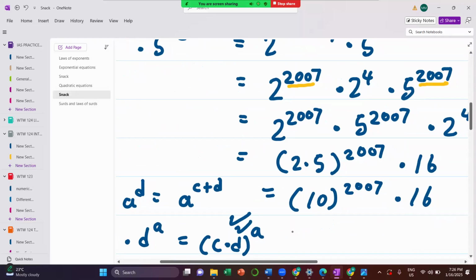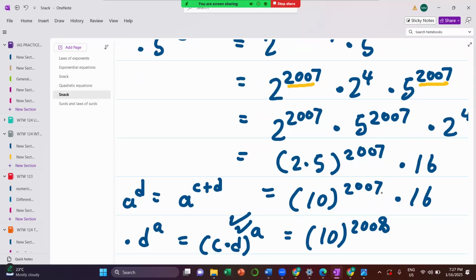So look now, what am I going to do? I want this to be a 2008. So I'm going to say I have 10 to the exponent what? 2008. But for me to go back to 2007, I must actually have a minus what? 1. And I still have a multiply by what? 16. Are you guys okay?